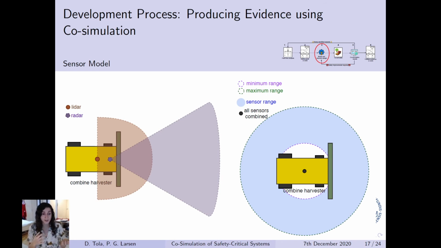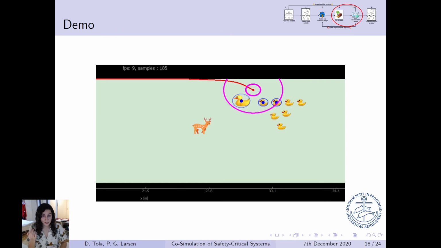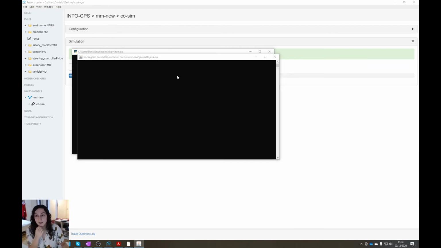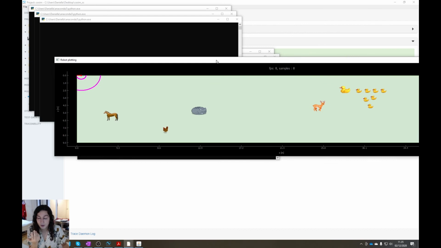So what we do is we have a supervisory controller, and I'll show you a demo in a sec. A supervisory controller that, when it detects obstacles within its braking distance, will perform a safety stop. So let us try running this, and it starts some Python processes for each PyFMU.